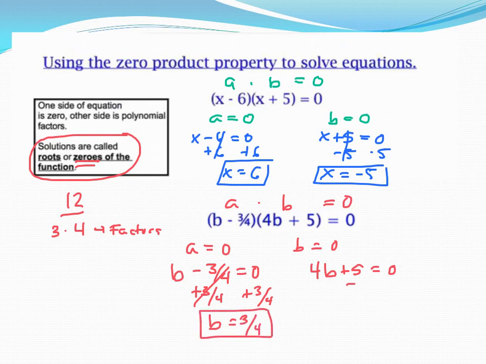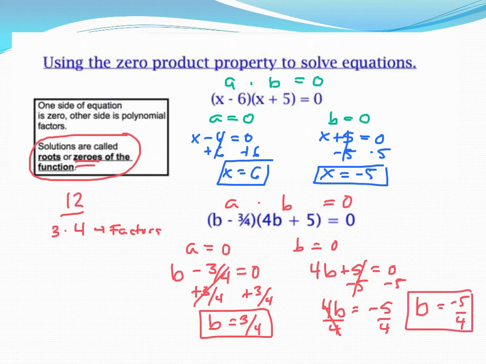And then over here I'm going to subtract 5 first from the other side. Then I have 4b equals negative 5. The last thing I'm going to do is divide by 4. That's going to give me negative 5/4. I can't divide that out, so I'm just going to leave it as a fraction, negative 5/4, and that's going to be my second answer. So again, these are what we call the zeros of this equation because these are two numbers that make this equation equal to 0, no matter what.